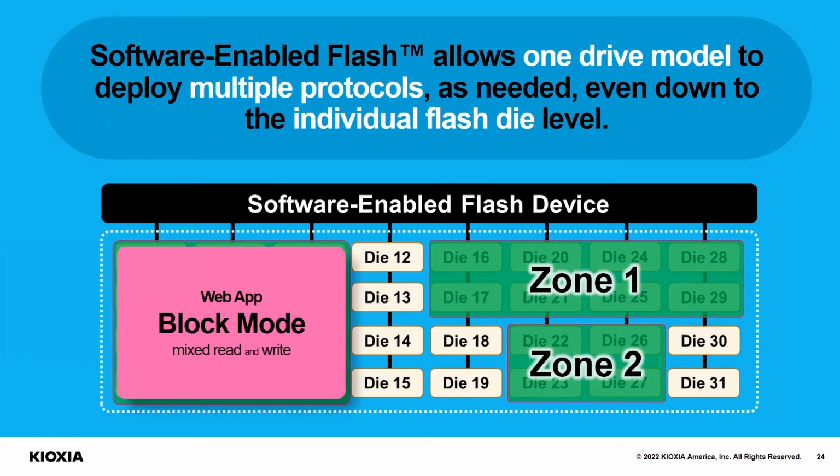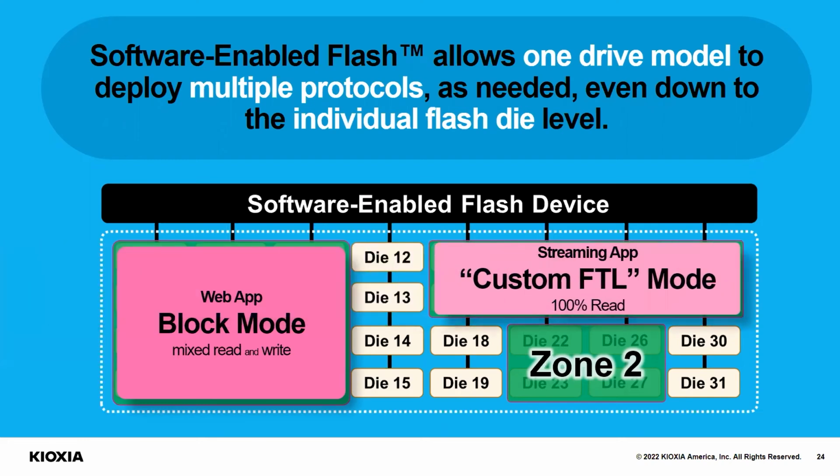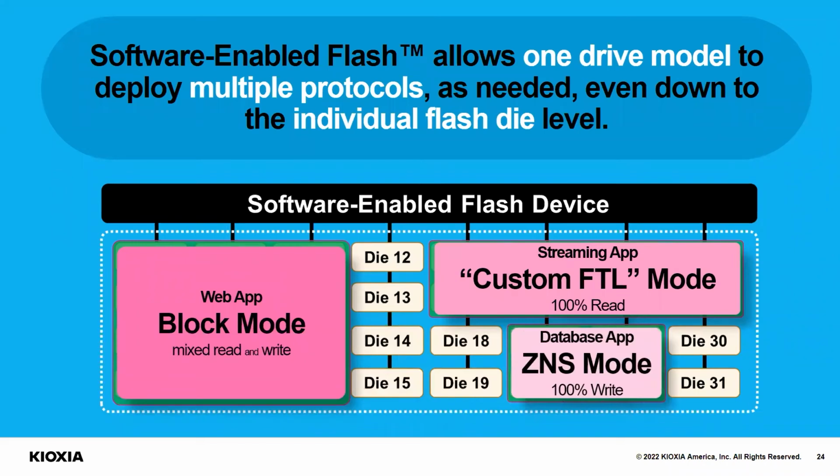In this demo, we have one zone that's dedicated to a mixed read and write workload. We have one zone that is running a customized flash layer optimized for read performance. Say, for example, a streaming application, this would make sense. And we have one zone that's running a database application, a logging thing in zone namespace mode. So it's basically append only. One piece of hardware, 3 different protocols, same time, under software control.